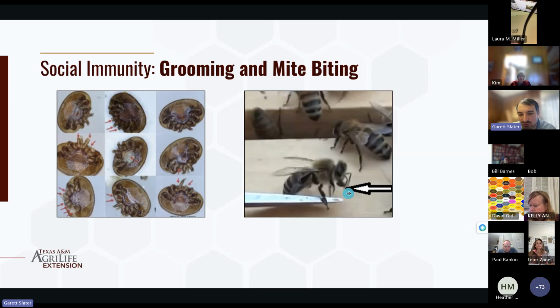And this is what it sort of looks like. So this is a worker that's bred for mite biting. They have a mite. It's kind of hard to see in this grainy photo. I'm hoping to get a better one. We can see that there's a mite in its mandibles, and they're chewing its legs off and chewing on the mite. Eventually it drops to the bottom board, and that kills the mite. And so this is a really valuable trait and one thing that we are using to breed for mite resistance and mite tolerance.